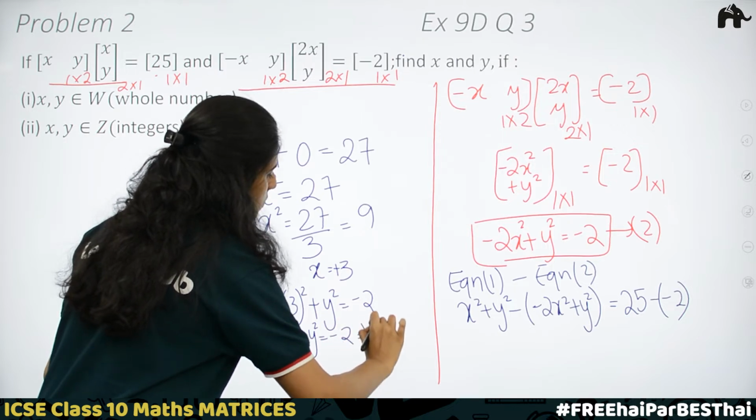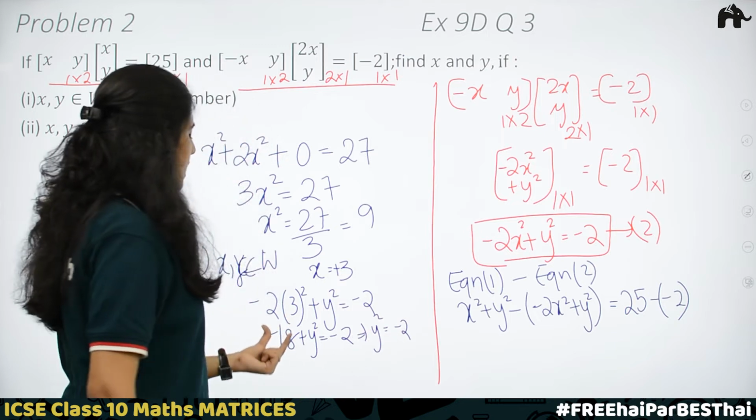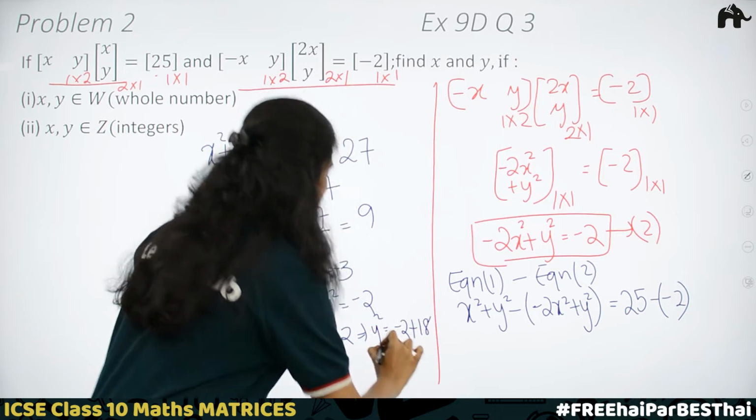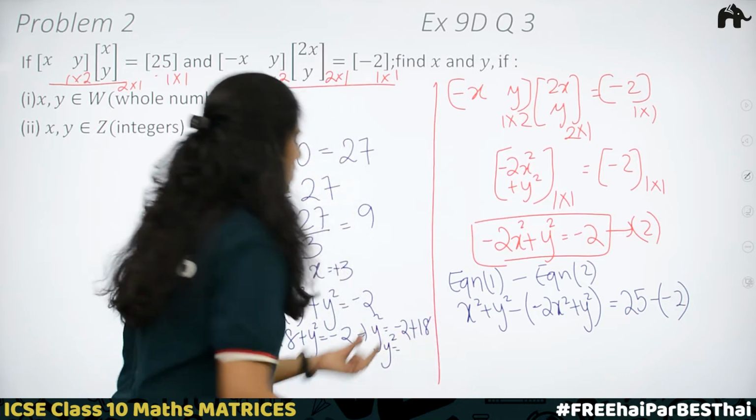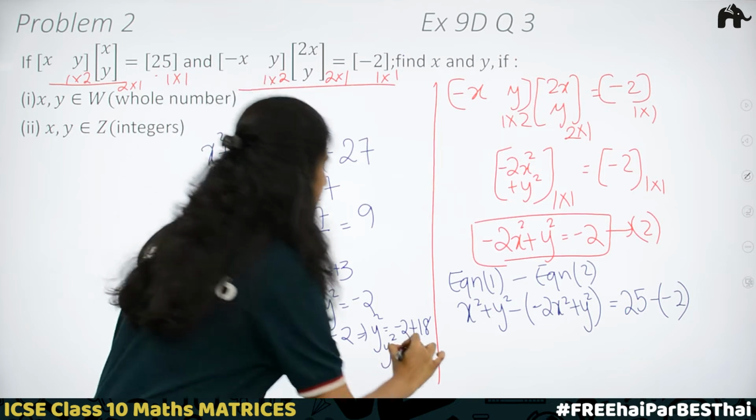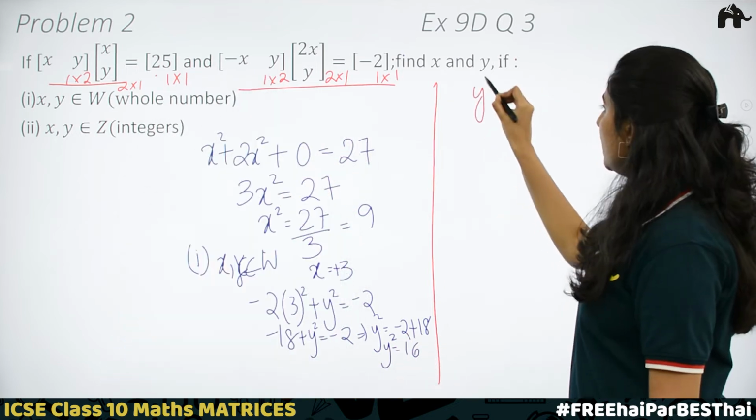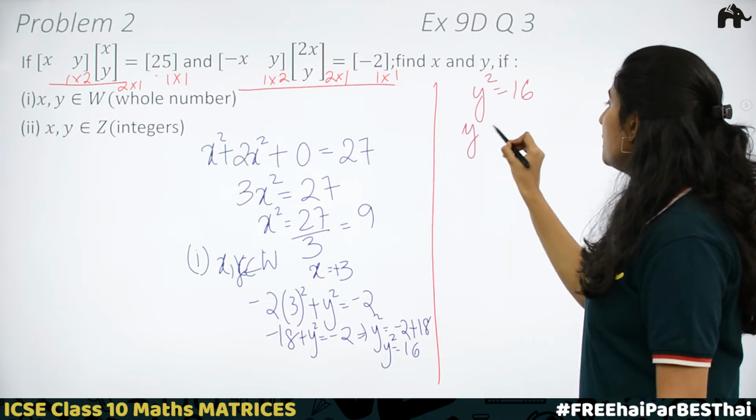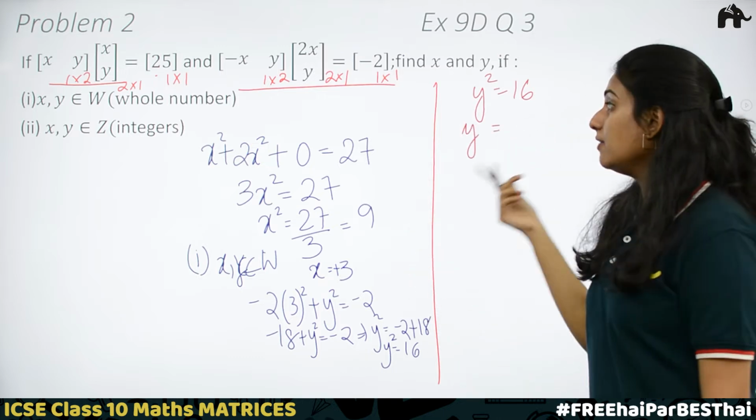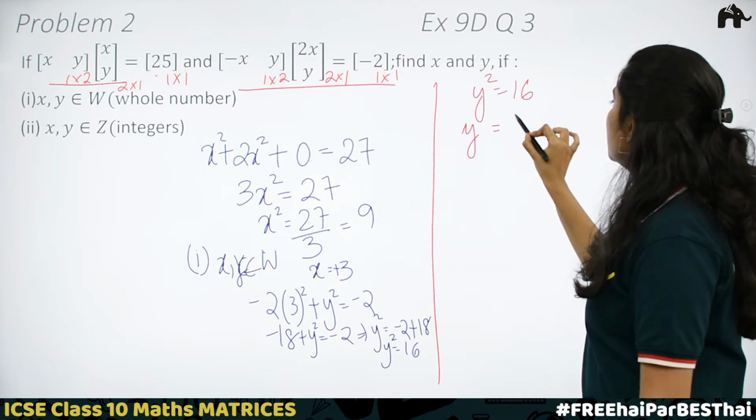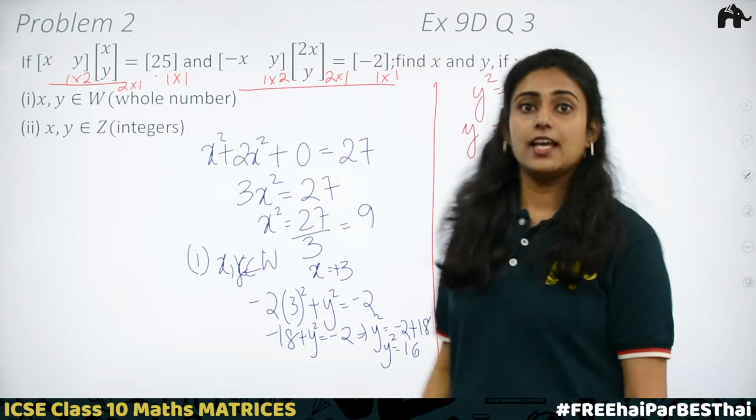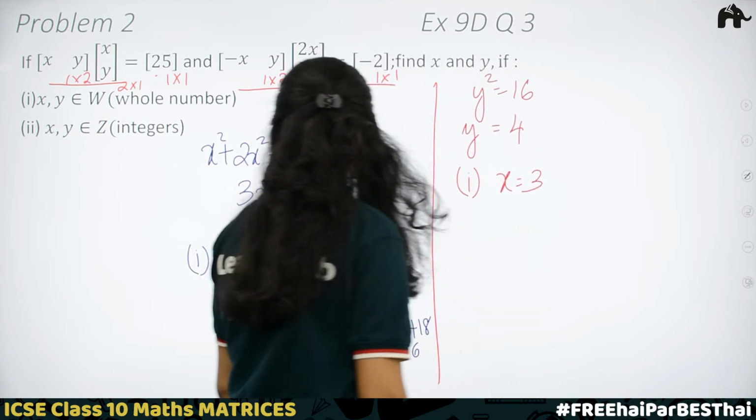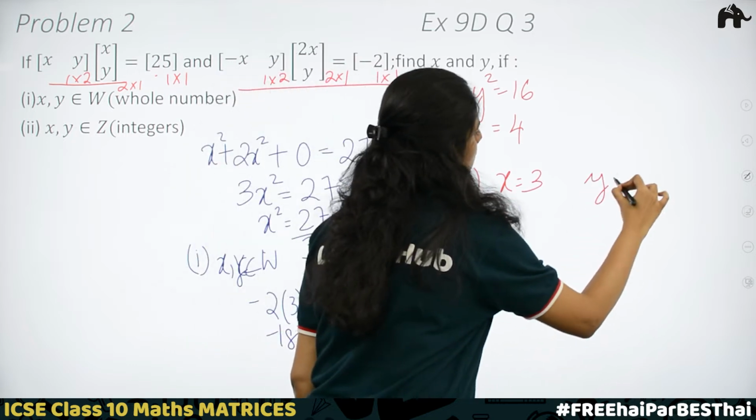Which implies y square is equal to minus 2. Taking this minus 18 to the opposite side, we get plus 18. Y square is equal to minus 2 plus 18, that is 16. If y square is equal to 16, y can either be plus or minus 4. But we need whole number values. Therefore, y is equal to 4. The first question: x is equal to 3 and y is equal to 4.